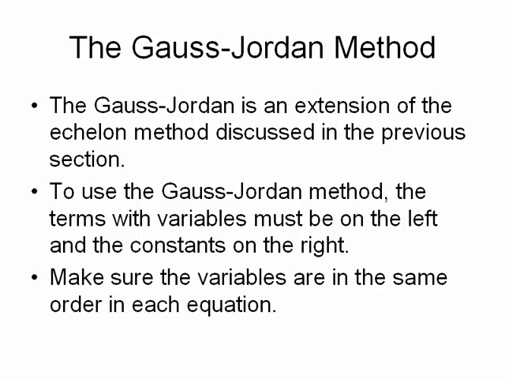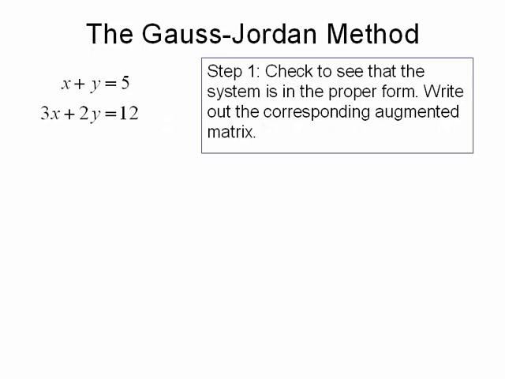Make sure that the variables are in the same order in each of the equations. So you can't have x, y, z in one and then z, x, y in the other. So let's go ahead and do a simple problem. x plus y equals 5 and 3x plus 2y equals 12.